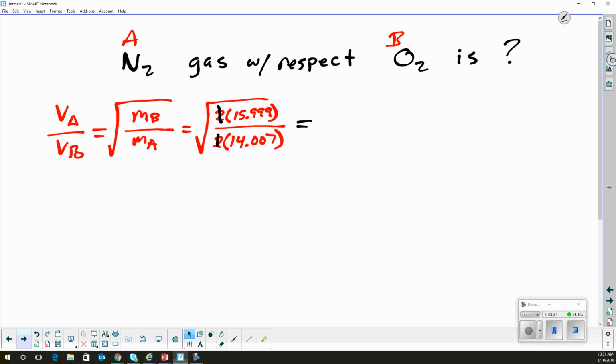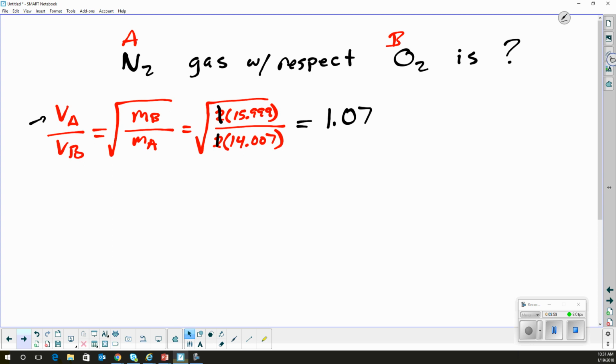It depends on your calculator. Sometimes you have to hit the square root sign first and then put in the 15.99 divided by 14 in parentheses. So it just depends on your calculator. You should end up with 1.07. So basically that says the velocity of this is just barely faster than the velocity of oxygen. So the velocity of nitrogen is just barely faster.